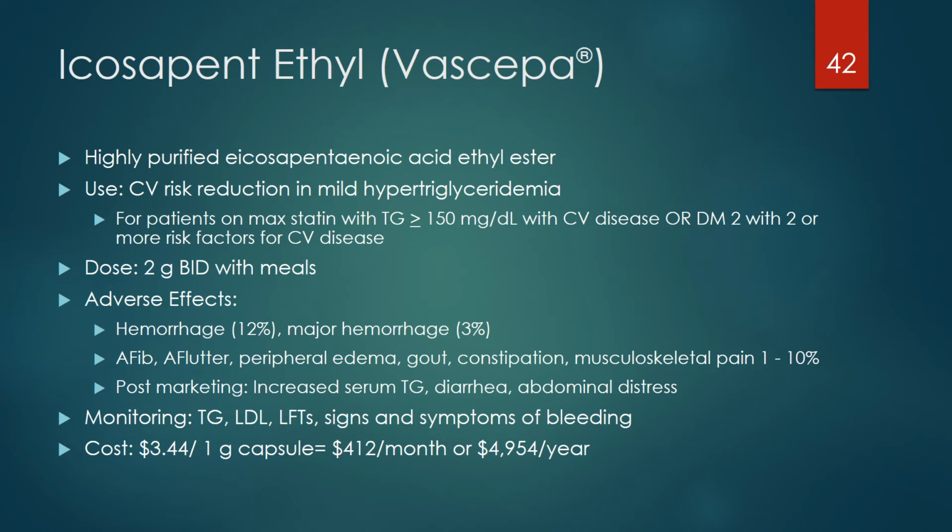Adverse effects include hemorrhage, major hemorrhage, which would be in the head, 3%, or serious GI bleed, AFib, aflutter, peripheral edema, gout, constipation, musculoskeletal pain. Some post-marketing adverse effects include increase in serum triglycerides, diarrhea, and abdominal distress. For monitoring, we generally check triglycerides, LDL, LFTs, and then you watch for signs and symptoms of bleeding. Cost is about $3.50 per capsule, which comes to about $412 a month, or nearly $5,000 a year for this therapy.